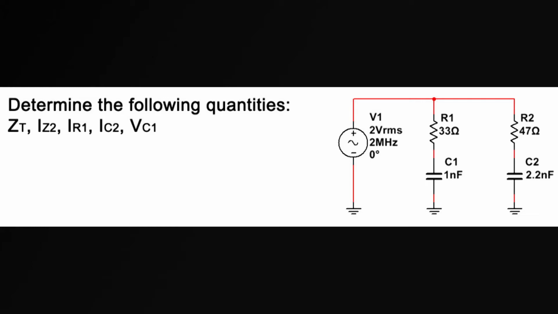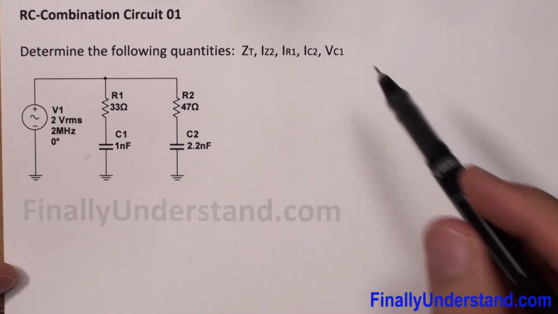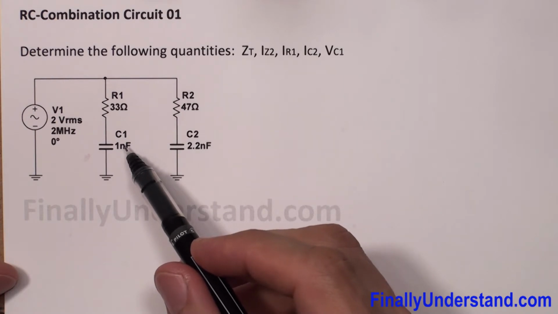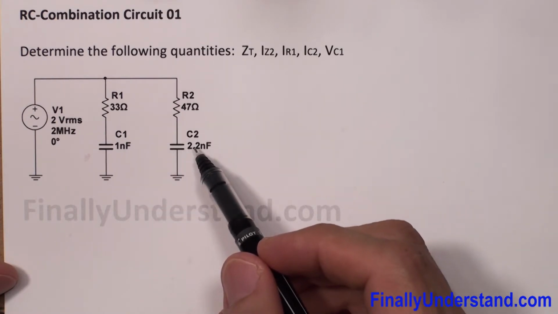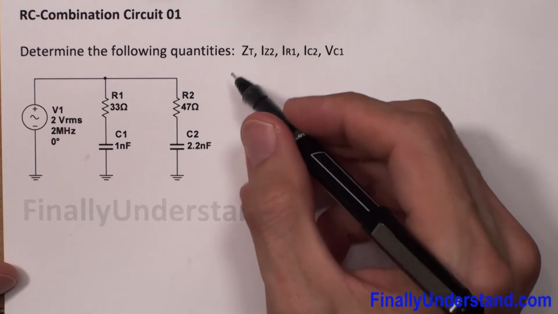Let's take a look at this example. We have to find Z total. In order to find Z total, we have to first find the impedance of capacitor C1 and the impedance of capacitor C2. So always start with the formulas.